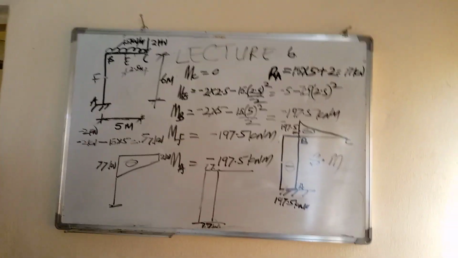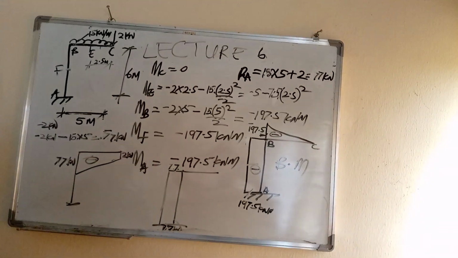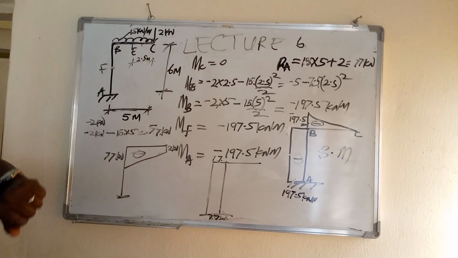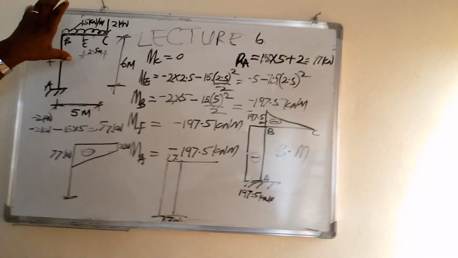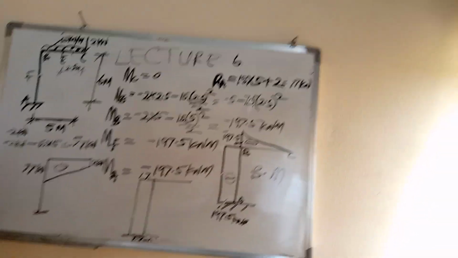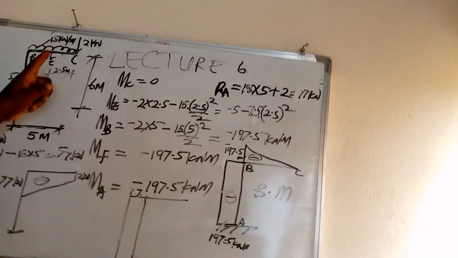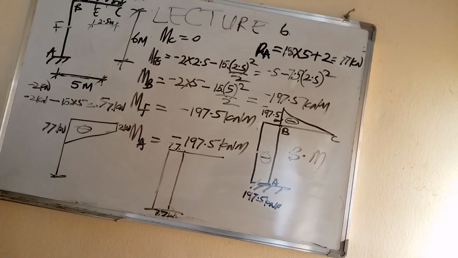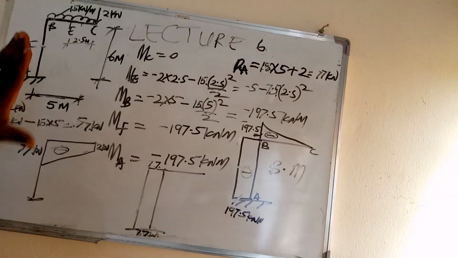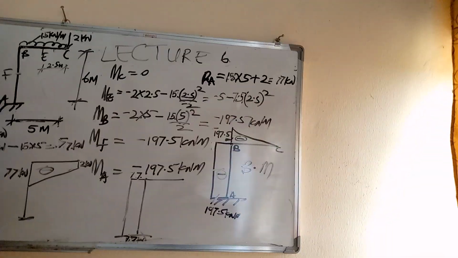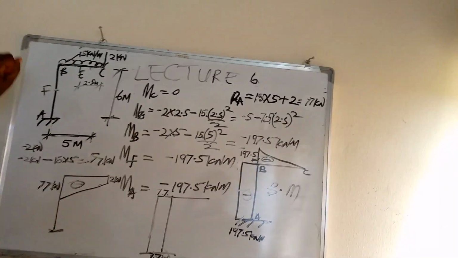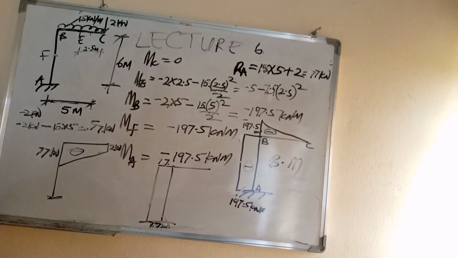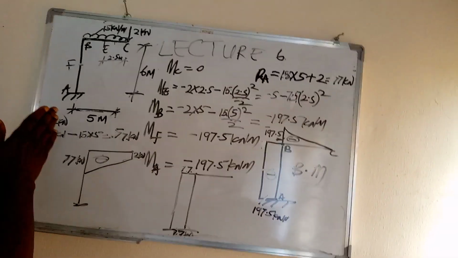So you can see what is on the board. Lecture 6 is a frame ABC carrying a uniformly distributed load of 15 kilonewton per meter and a point load of 2 kilonewton at point C. Now, just like the other frames we have been dealing with, but this one has two loads, a UDL, which is 15 kilonewton per meter, and a 2 kilonewton point load at point C.